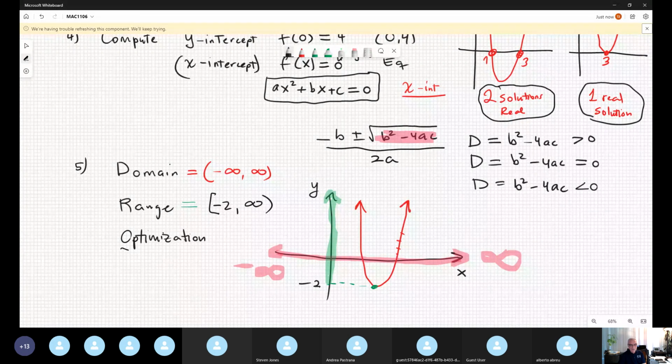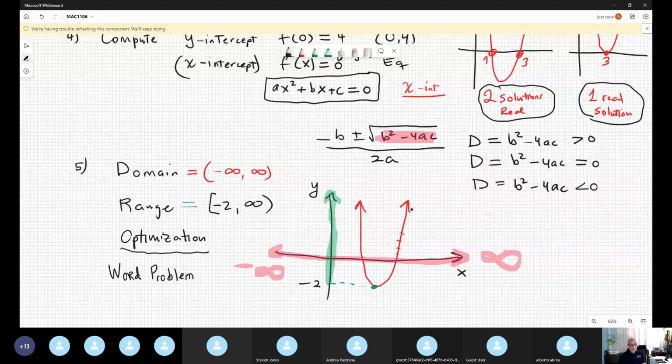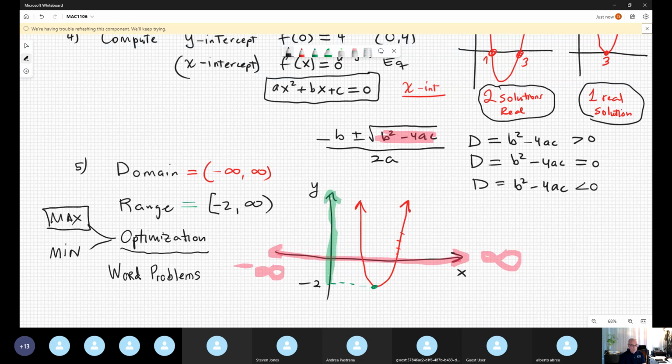Now, optimization, what is that? Well, depending on the problem, and the word problems we are doing in the last part of this section, sometimes we need to find the optimum value. Optimization means the best value. Because sometimes it's a maximum or minimum, depending on the problem. See, in a problem talking about profit, I would like my profit to be maximum.